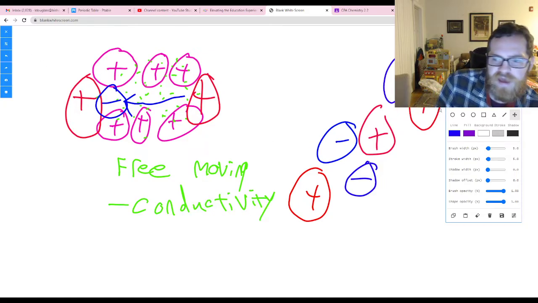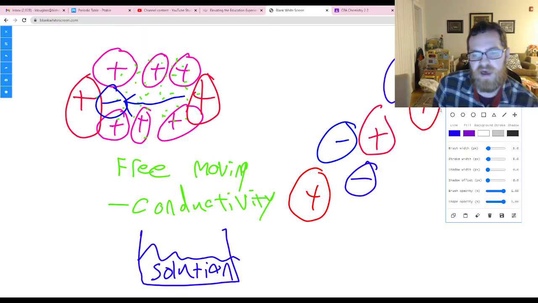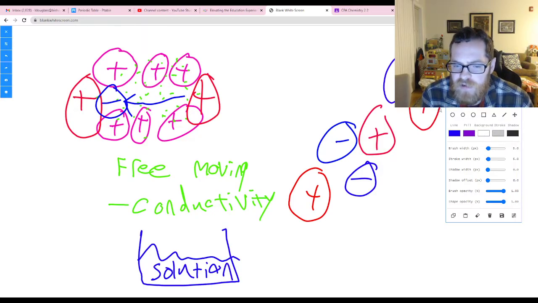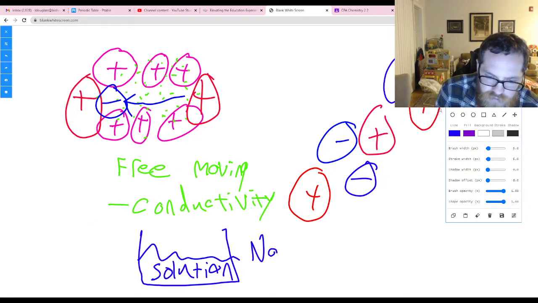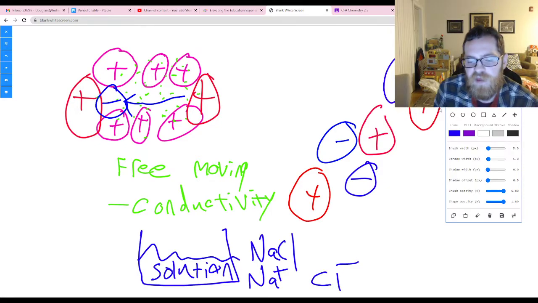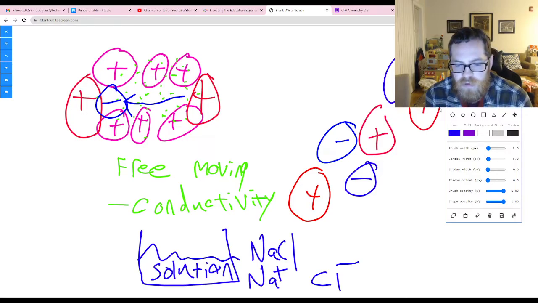Last version of this is actually a solution. A solution of an ionic compound has compounds that dissolve and dissociate, right? So you don't just have sodium chloride. You have sodium and you have chloride. And since they are in liquid, they're freely moving around. Right? This, again, enables conductivity.